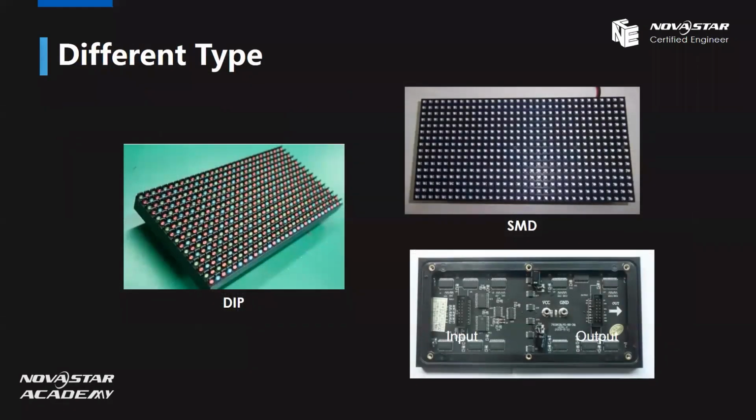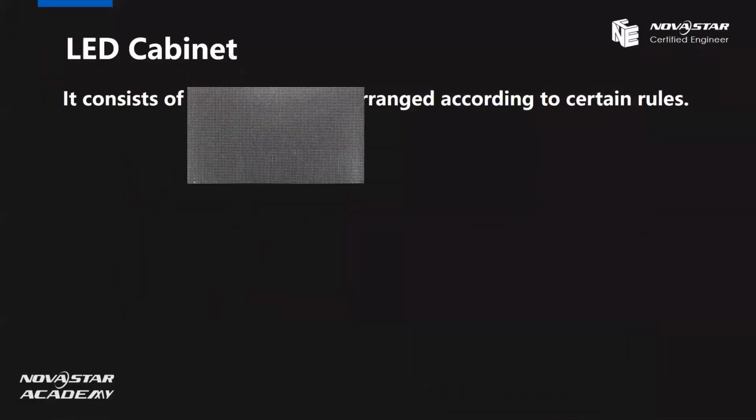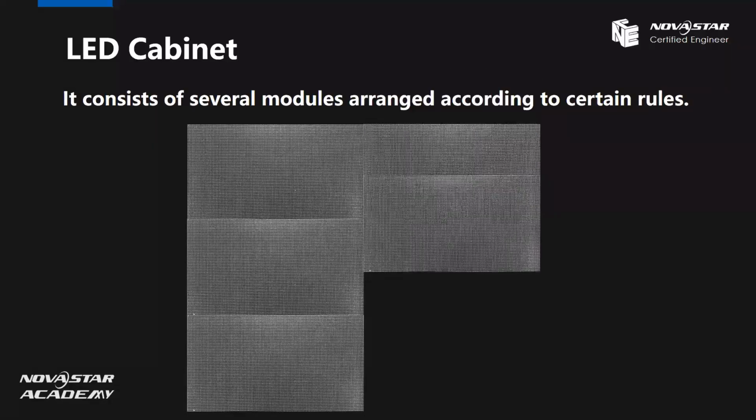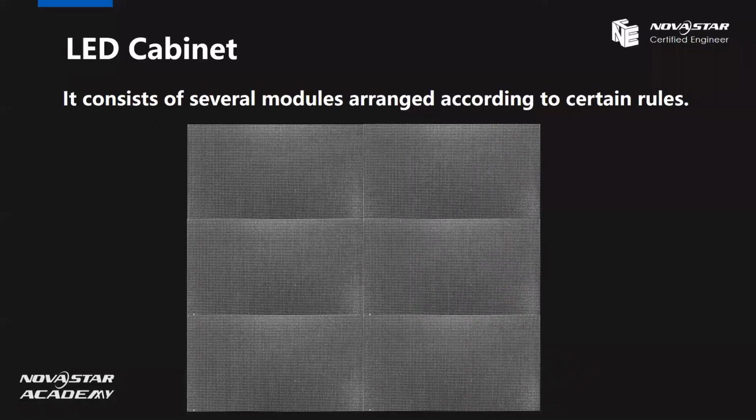As we know, different brands of manufacturers have different LED cabinets, so we will have different types of LED modules, like DIP and SMD, and this is the back side of the LED module. Now, after we have the LED module, we need to create an LED cabinet.